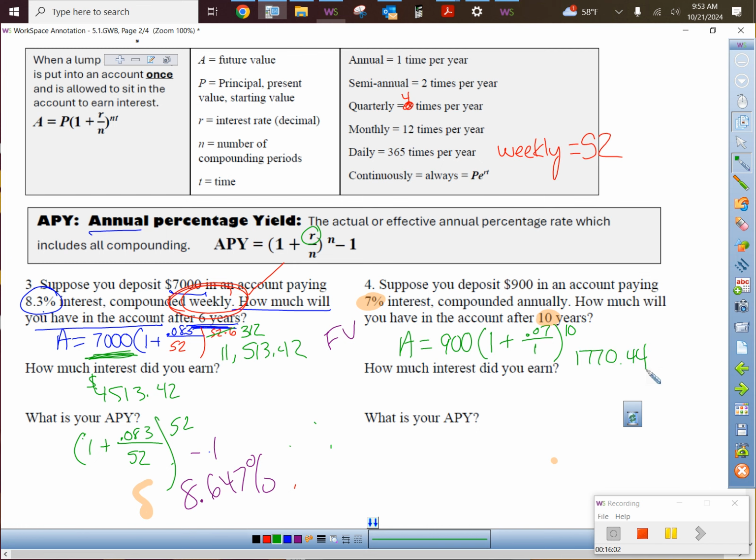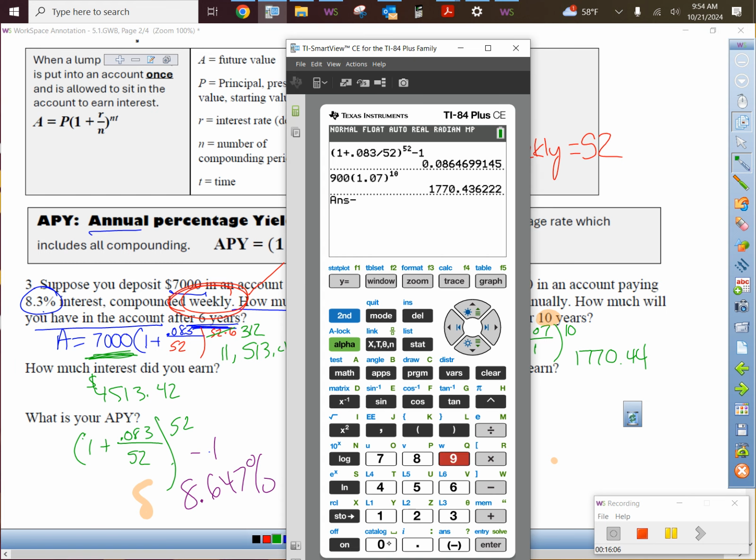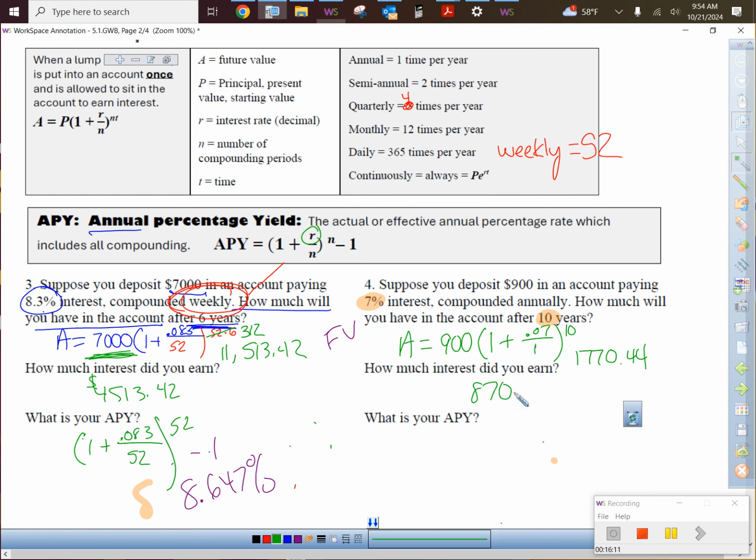1770.44. How much interest did we earn? Just subtract the 900 away. So 870 bucks. Look at that. We darn near doubled our money. We started with 900. We almost made $900, right? It took 10 years to do it, though.